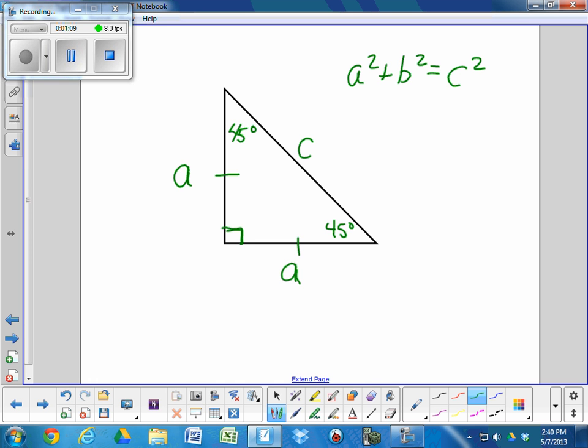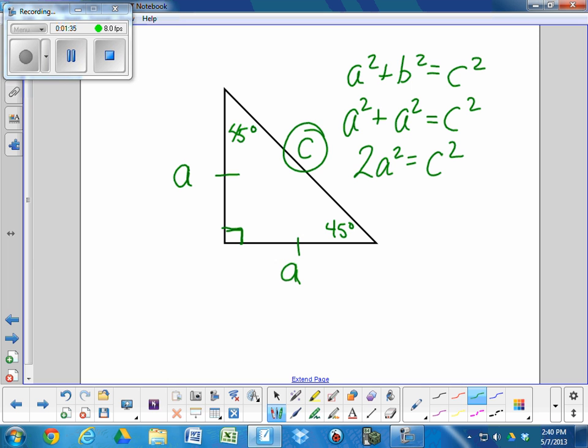So we have A squared plus B squared equals C squared, turning into A squared plus A squared equals C squared. You with me? Yeah? Good. How many A squareds do you see? 2A squared equals C squared. This is what we're looking for.